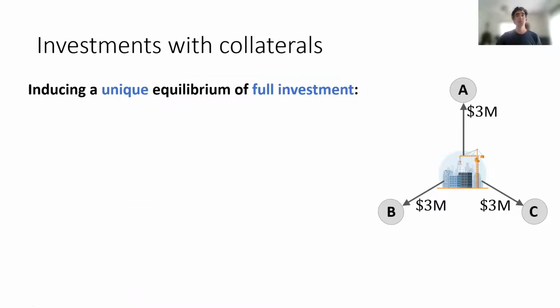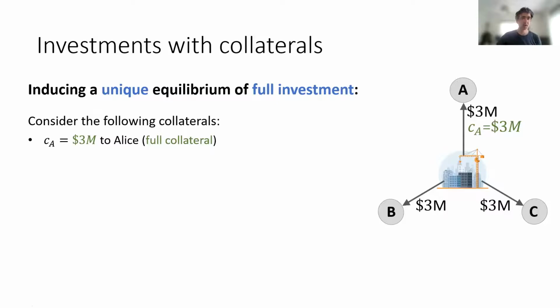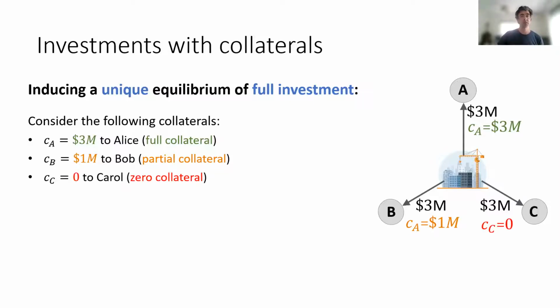So how to induce a unique equilibrium of full investment? Let's look at the following collaterals in our example. Let's say that Alice has a collateral of $3 million, and we call this a full collateral because it covers the full amount of her investment. And Bob is going to have a collateral of $1 million, which we call a partial collateral, because it covers only part of the investment amount. And Carol is not going to have any collateral at all, so zero collateral.